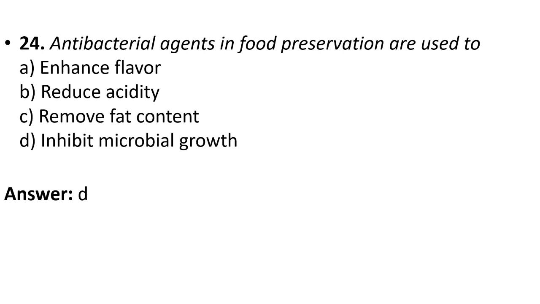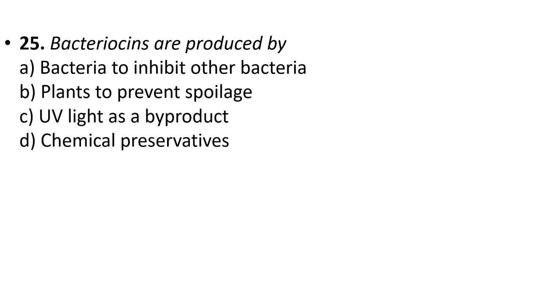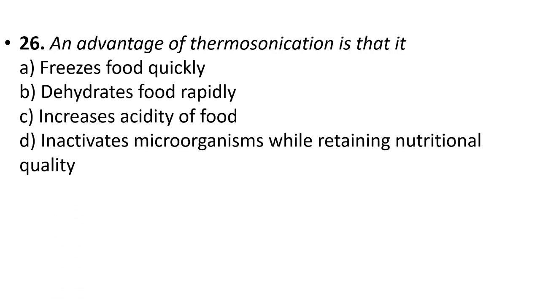Inhibit microbial growth. 25. Bacteriocins are produced by: A. bacteria to inhibit other bacteria, B. plants to prevent spoilage, C. UV light as a byproduct, D. chemical preservatives. Your answer is A. Bacteria to inhibit other bacteria.